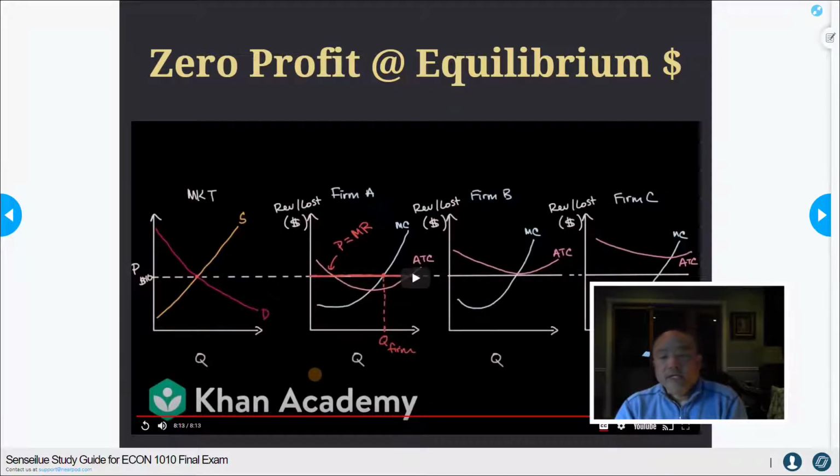So zero profit at equilibrium is actually this particular chart right here, because if this is equilibrium, this is zero profit. This is where, in perfect competition, the lowest point on the average total cost curve and the marginal cost curve intersect. That would be your zero profit at equilibrium.